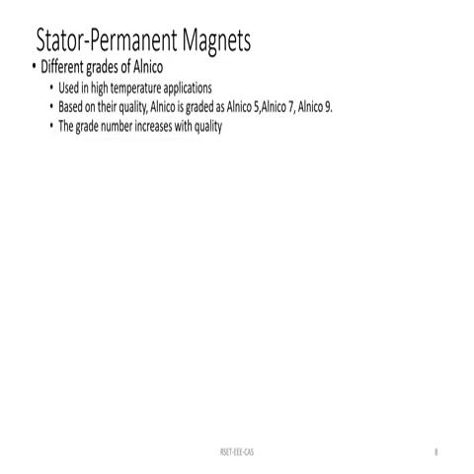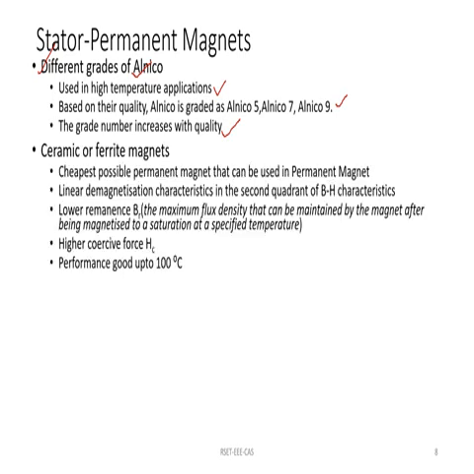Now in detail, the different permanent magnets used in stator. The first type of permanent magnet used is different grades of alnico, which is an alloy of aluminium, nickel, and cobalt. They are mainly used for high temperature application, and different grades are available for alnico depending upon their quality: Alnico 5, 7, and 9, and the grade number increases with the quality. Second type is ceramic or ferrite magnet, which is the cheapest permanent magnet available.